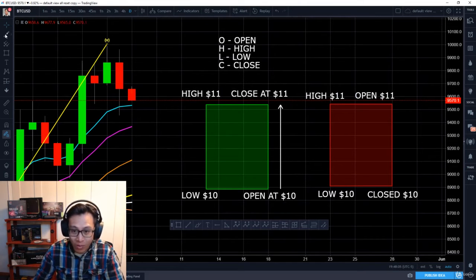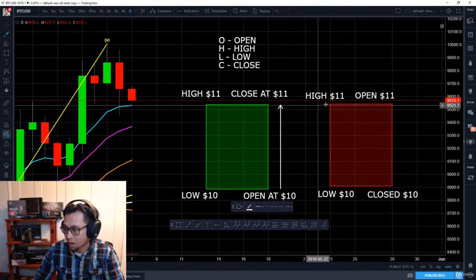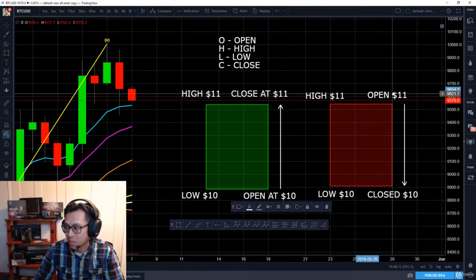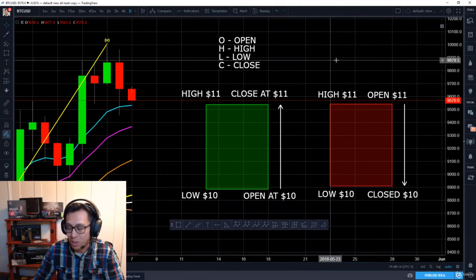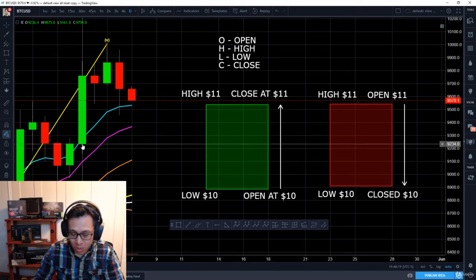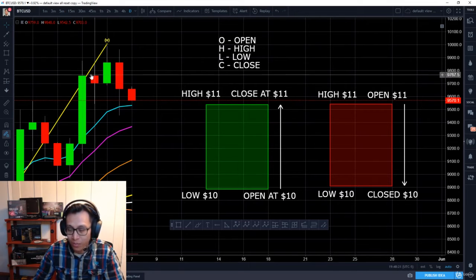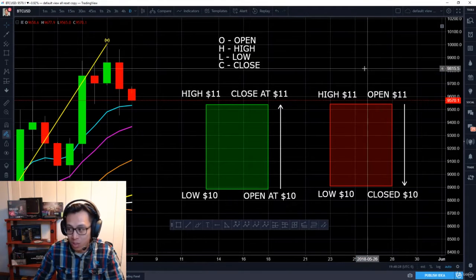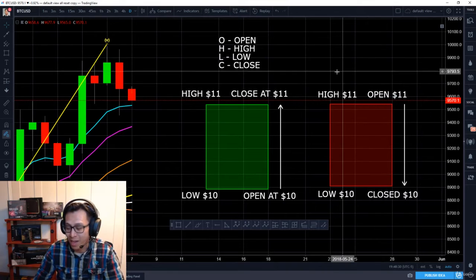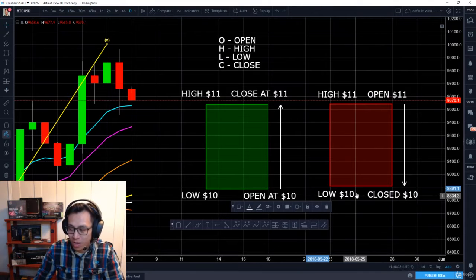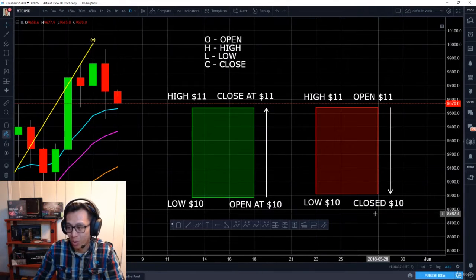And then the other way around, we're going from up to down because this is where we're starting the opening price. So this is actually a downtrend, right? For example, this green candle is going from down to up, and this candle is going from up to down. So the open is at $11, and that was also the high of that candle. And then it reached a low of $10, which also closed at $10 as well.